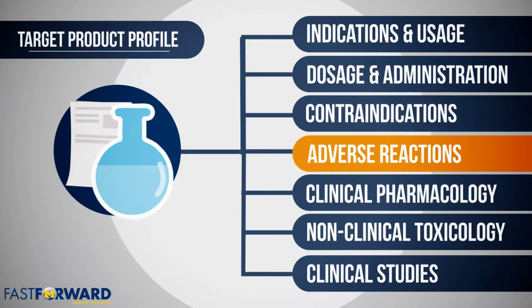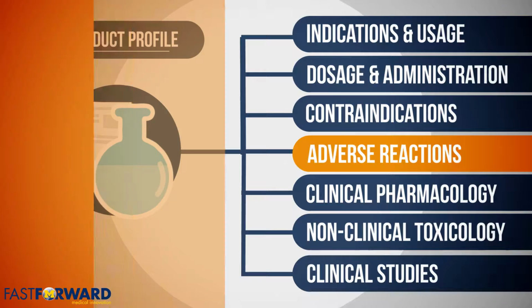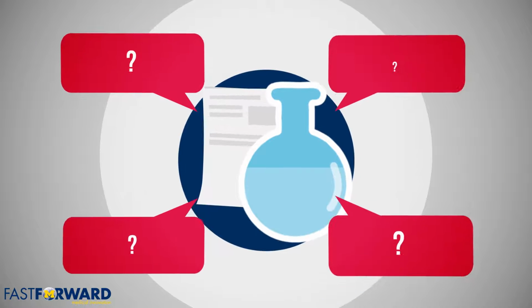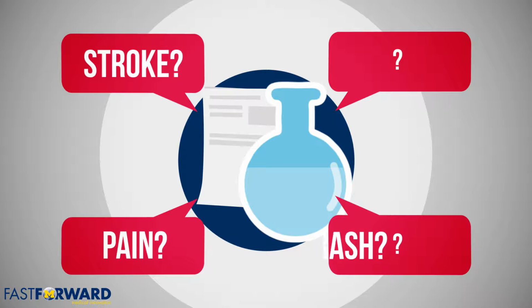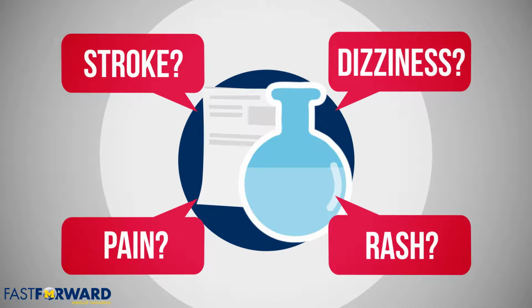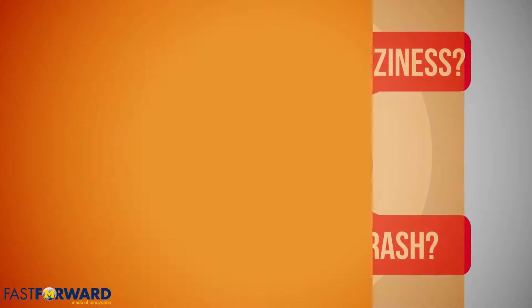Now consider the adverse reactions. Like contraindications, this may be difficult to determine during the preclinical stage. You can hypothesize by identifying what has been observed for the drug class or for other therapies with the same target. Keep in mind that some adverse reactions may be tolerated depending on the disease you're addressing.